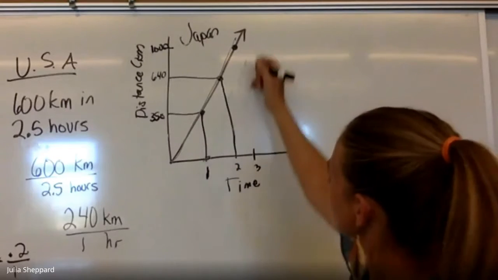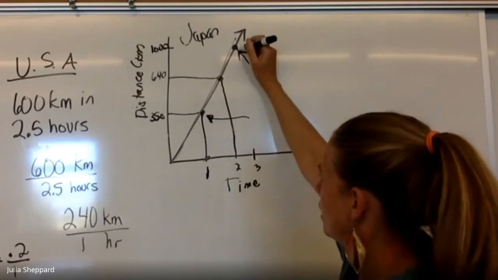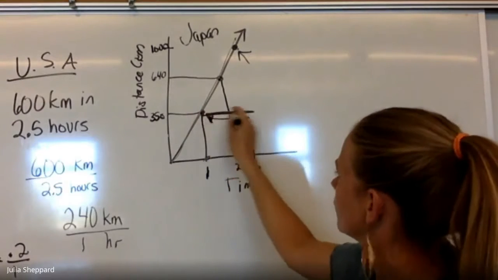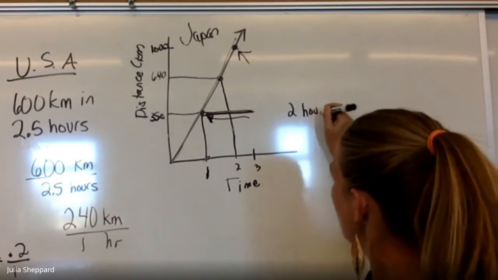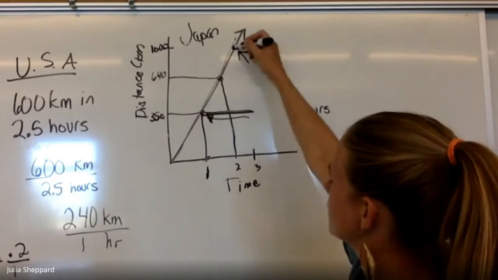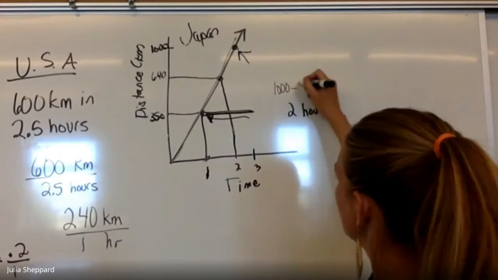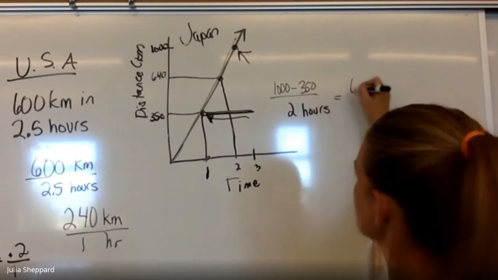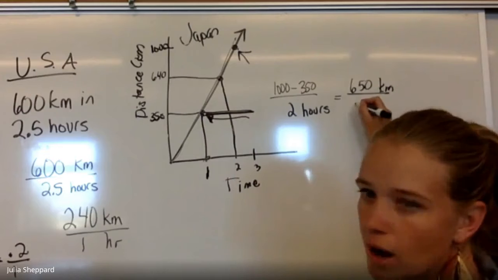I'm going to look at this point here and this point here. From here to here was 2 hours. So I went 2 hours total from this point to this point. So in 2 hours, I went, how many miles? Well, I have 350 and 1,000, so that's 750. So I can just say 1,000 minus 350. Is that 750? No, that's 650. So that's 650 kilometers in 2 hours.